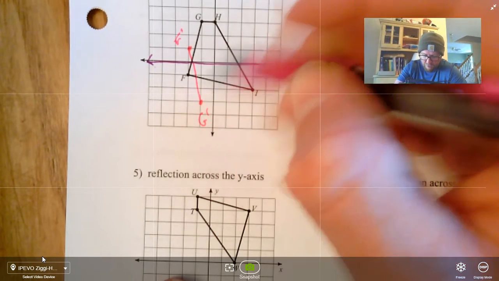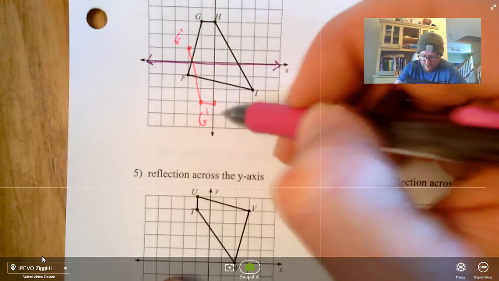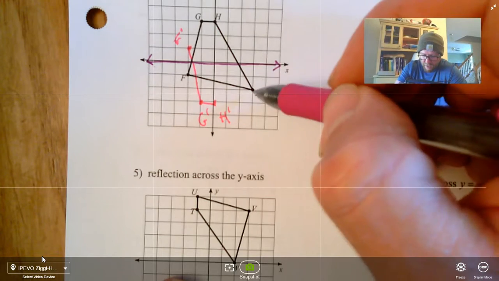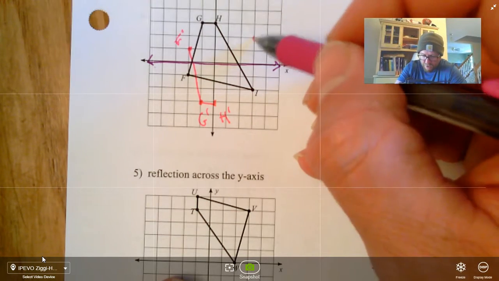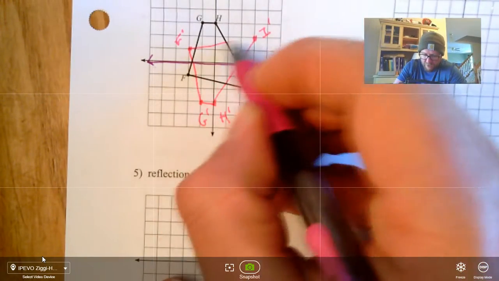Go ahead and connect those. H is 3, so 3 on the other side for H prime. And I is 2, so 2 in the other direction for I prime. Just connect them all up, and we're done.